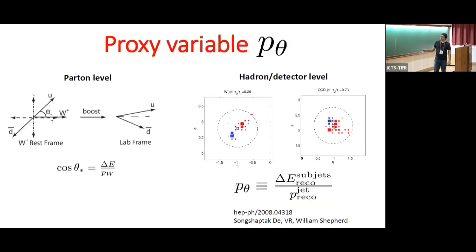So what we do at the hadron level is we look at these jets, the ones that pass your tagging cuts. And now that you have these subjets, this n-subjettiness algorithm returns those subjets for you. You take the energy difference between your subjets, divide by the momentum of this jet. That ratio is this proxy variable p theta, which is what we define. And this is a proxy for cosine theta star. At the hadron level, this is allowing you to infer exactly what cosine theta star should be.